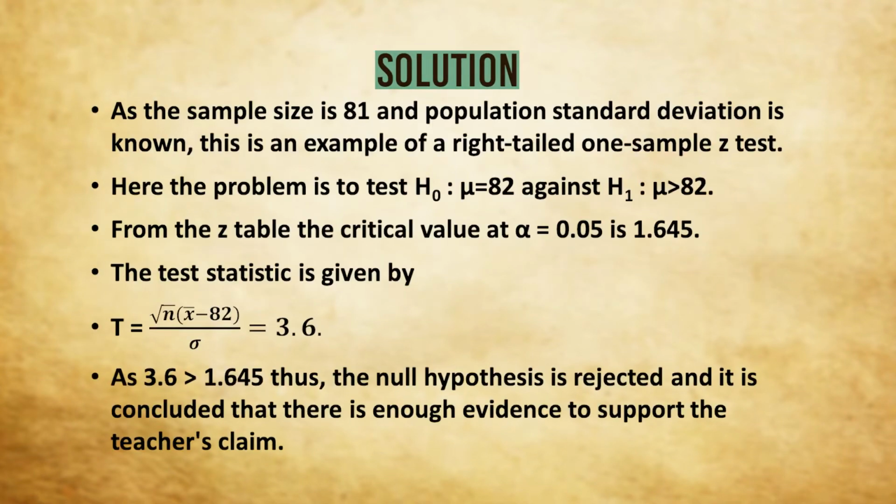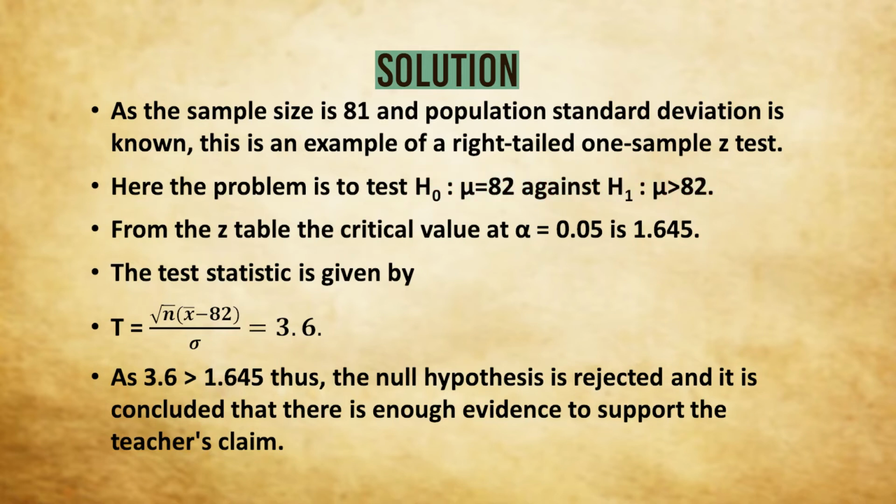As the sample size is 81 and the population standard deviation is known, this is an example of a right-tailed one-sample z-test. Why right-tailed test? Because we are going to test whether mu is greater than 82. So right-tailed test, one-sided test. From the Z table, we can find the critical value at alpha equals 0.05 is 1.645. That can easily be found out. And basically we are testing mu equals 82 against mu greater than 82.